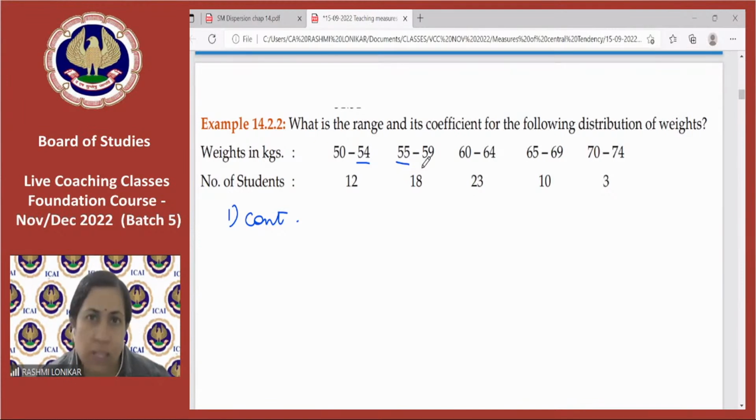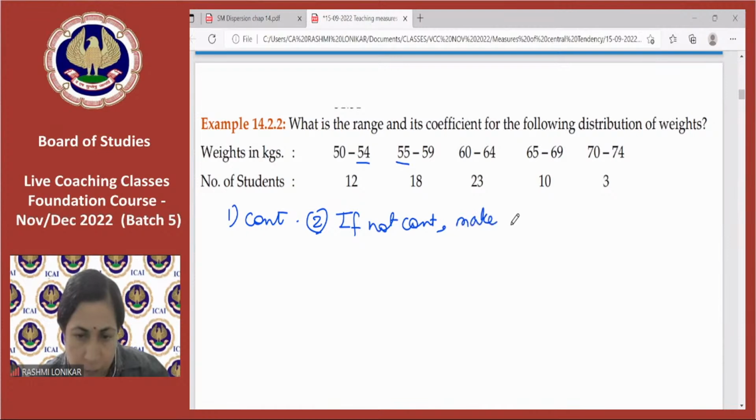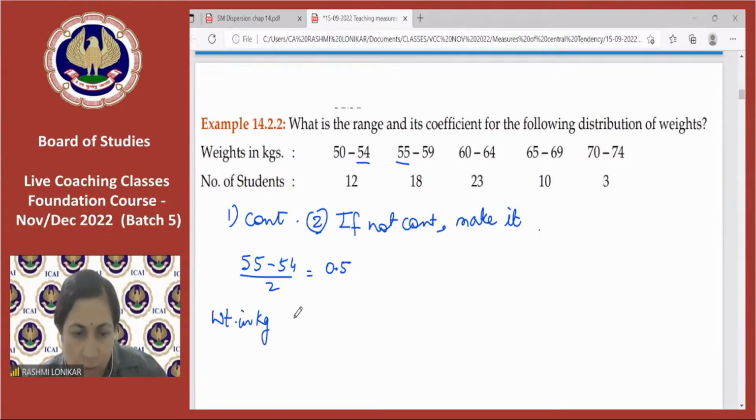So what should I do? I should make this continuous first. So what will be the first interval? If not continuous, make it. What is the difference? 55 minus 54. This is the difference upon 2, which is equal to 0.5. So to make it continuous, I will need to use this. So what will be the class intervals now? Weights in kgs will be 49.5 to 54.5.